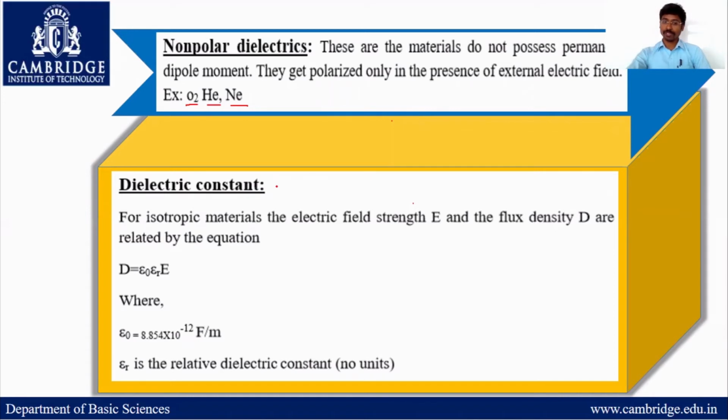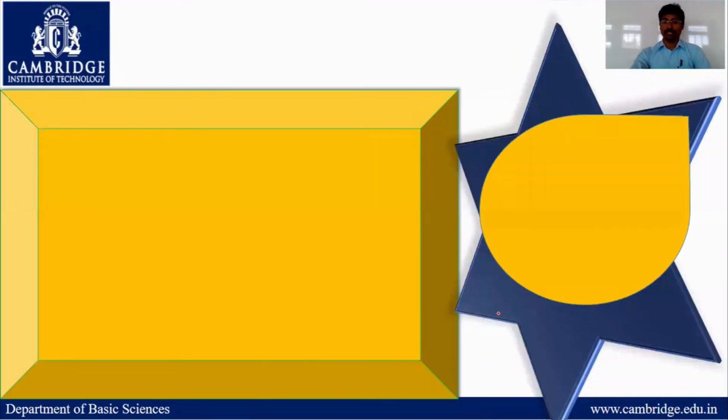Next, what is a dielectric constant? For an isotropic material, the electric field strength is E and the flux density is D. Then the equation for the dielectric constant is D equals epsilon naught epsilon R into E. The dielectric constant we can define in some other way also. Here the epsilon naught value is 8.854 into 10 to the power minus 12 Farad per meter, and epsilon R is the relative dielectric constant. It does not have any units.